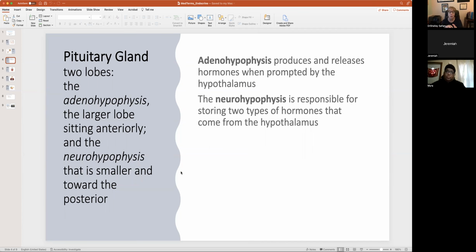And then the other one, the smaller lobe, is the neurohypophysis, which stores 2 types of hormones that come from the hypothalamus. Okay. So we have produce and release, and then we have the storage tank. Okay. Good. All right.